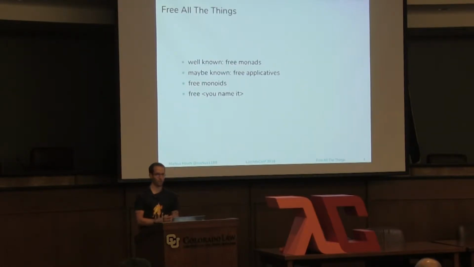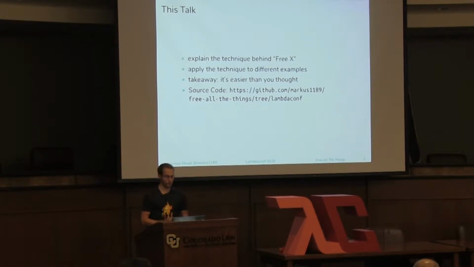Okay, so when we talk about free things, the best known concepts are probably the free monads. They are currently around everywhere. A little less known are free applicatives, but there are actually also other structures like free monoids, or actually you can put free in front of a lot of stuff. So the goal of this talk is to explain the technique that makes a free X a free X. And I will show you the technique, how to do it. It's pretty mechanical. And then we will apply the technique to different examples.